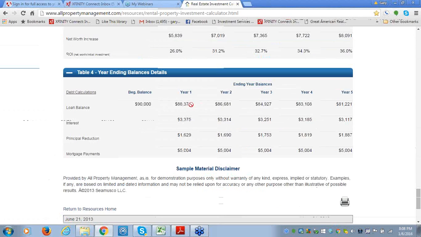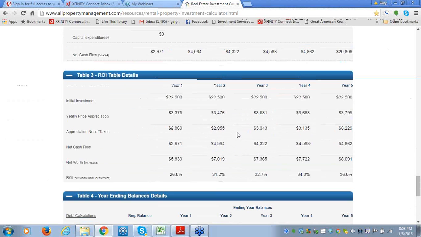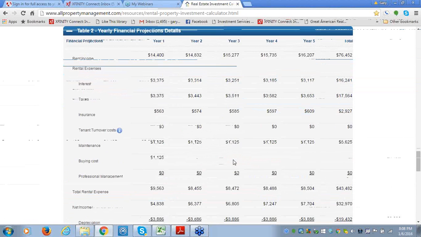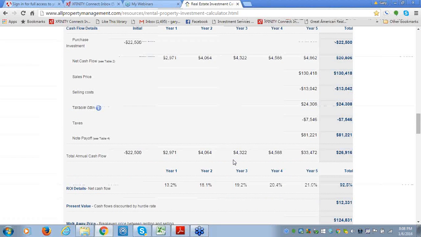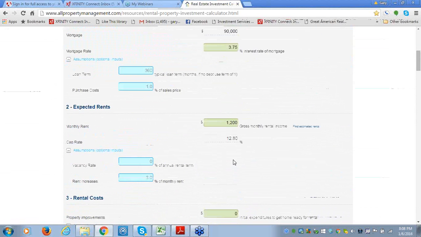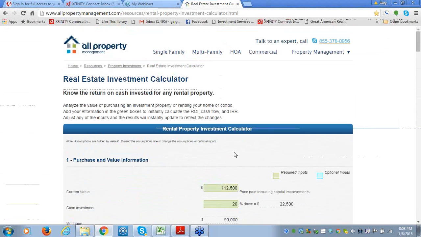For example, you can see what happens to your loan balance over a 5-year period. You can see how much interest you pay each year. You can see the principal reduction. You can see the mortgage payments you're actually making. Your ROI, your yearly appreciation, because you're taking the appreciation on your property. Appreciation, how much the property goes up in value, less taxes. Cash flow, your increase to your net worth, and basically your overall ROI. This is awesome information. If you really want to wow your investors, I suggest you play with this tool. Get used to it. It's free and offered to your clients for free too.